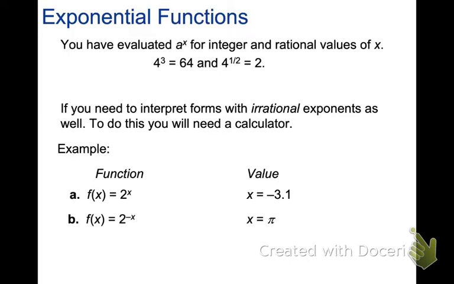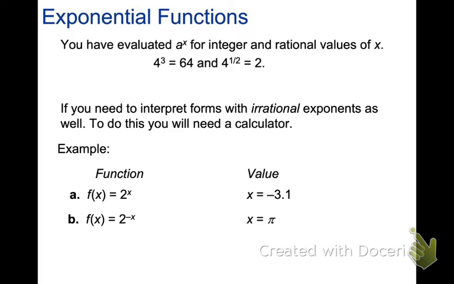you have evaluated a to the x for integers or rationals, so like 4 cubed is 64, you know that, right? And 4 to the 1/2, that means the square root, so it's 2. We've done that before. So if you need to interpret forms of irrational exponents as well, you need a calculator.